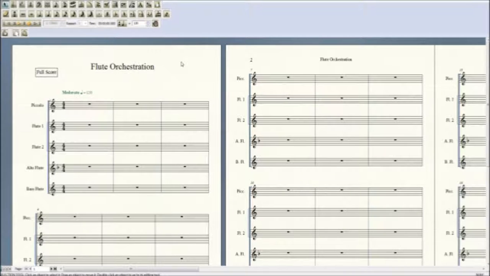Today, in the last episode, we talked a bit about the fundamentals of woodwind, the principles of woodwind orchestration and what goes into it. Today we're going to get into the actual specifics, and we're going to start with the flute section.